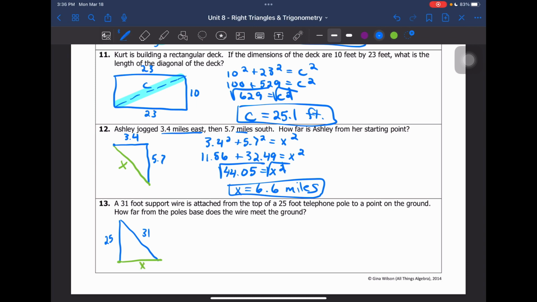So 31 is our hypotenuse, so that means that's going to be the one that's by itself. So 25 squared plus x squared equals 31 squared. 25 squared is 625. 31 squared is 961. If I subtract this, I'll have 336, and then I need to square root that. So x is equal to 18.3 feet.